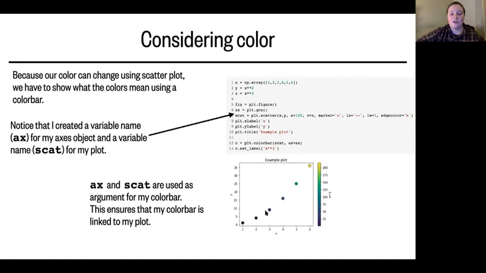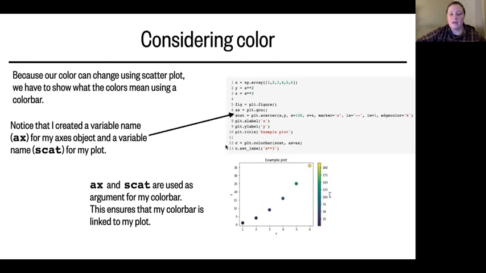So now that we are creating multiple colors on a plot, we have to consider what those colors mean and be able to tell whoever's looking at this plot what that means, right? So here is just a slight adaptation of that previous code. And you can see, I've now created an axes object, and I've given my plot a variable name.